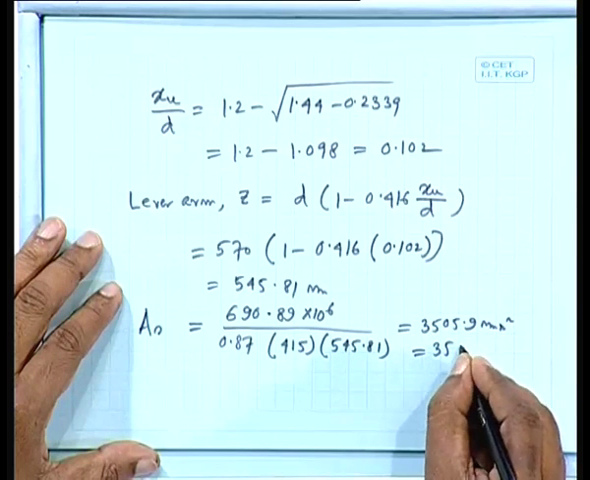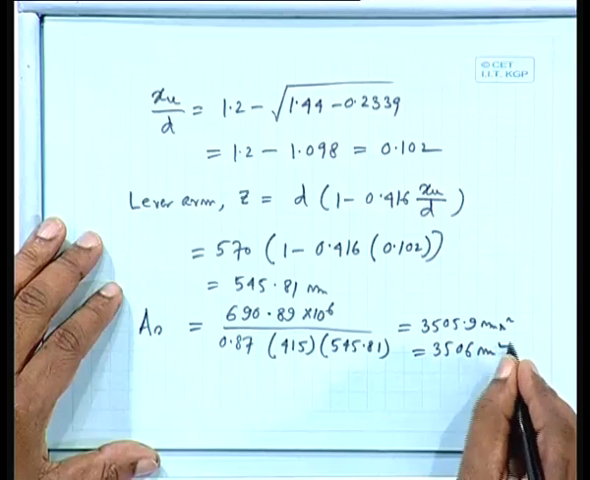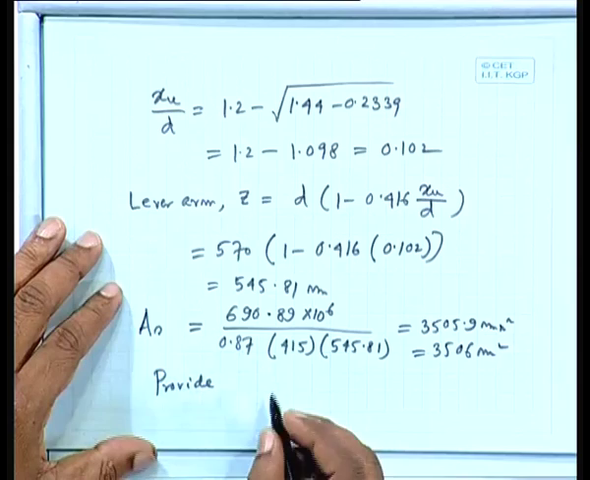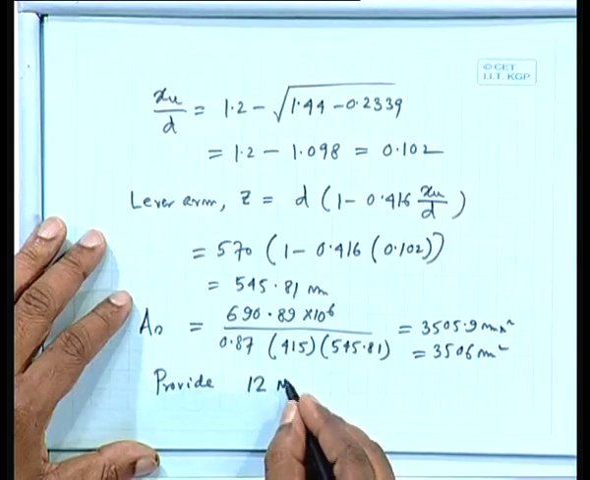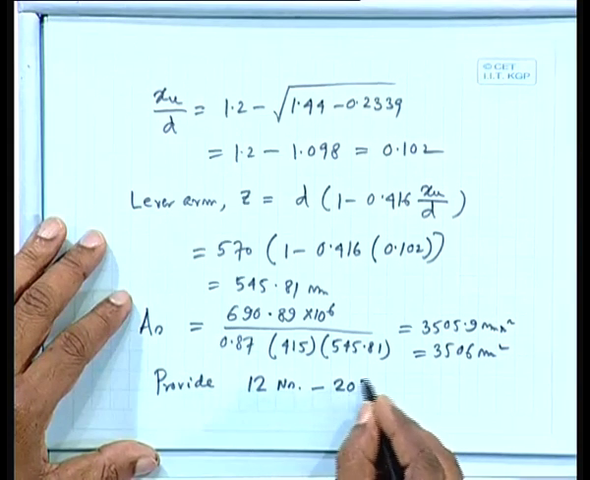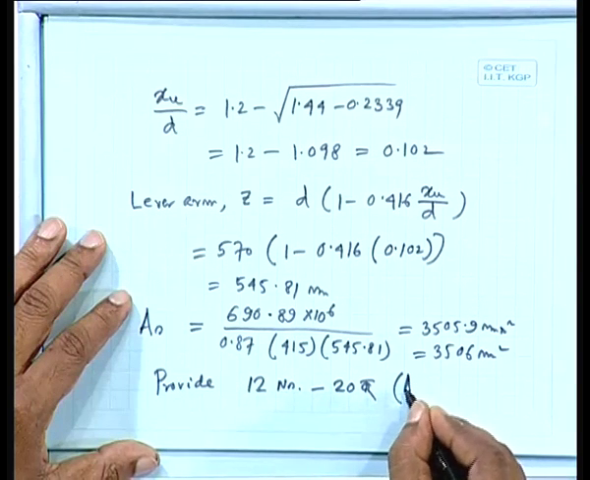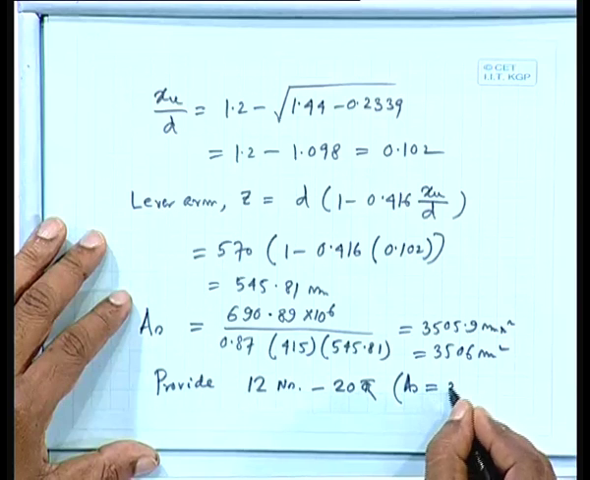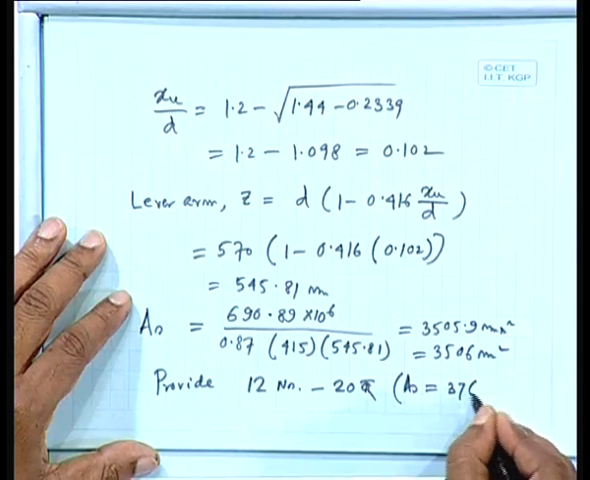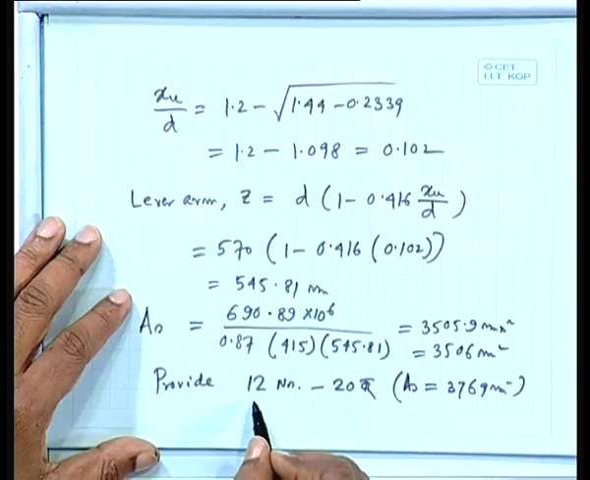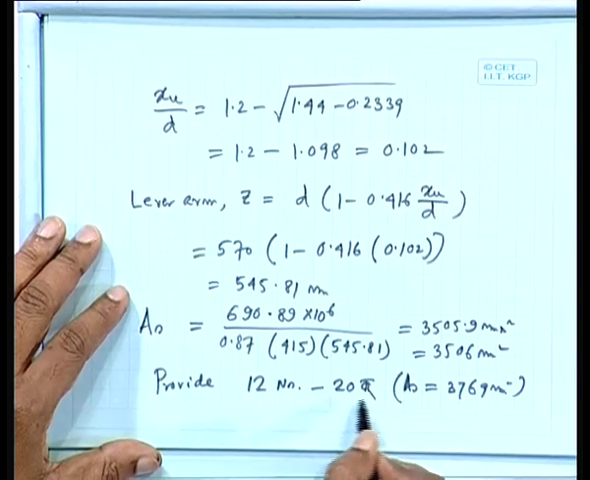We can write down 3506 square millimeter. Provide 12 numbers of 20 torr, which comes as area of steel 3769 square millimeter. Here one thing you please note, I have written 12 numbers 20 torr.